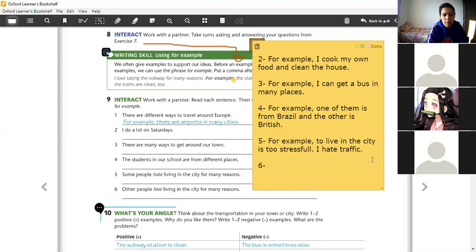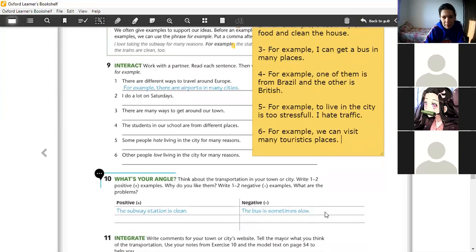And number 6, other people love living in the city for many reasons. For example, the tourist points. We can visit many touristic places. Very good. Easy? Yes.